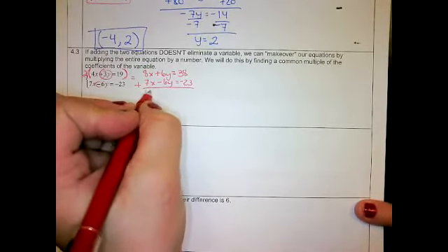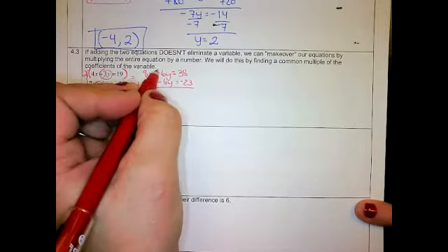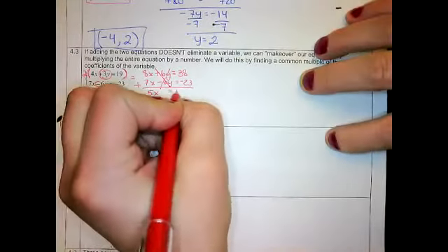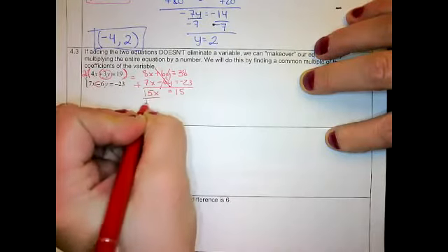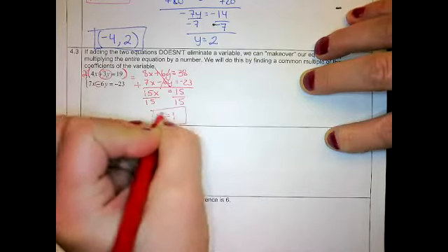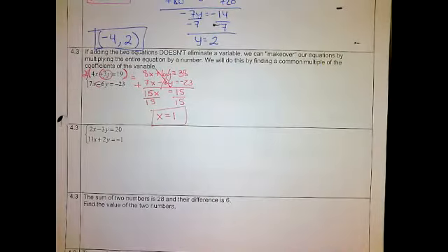8x plus 7x is 15x. Positive 6y and negative 6y is 0. Those should cancel, or I've done something incorrectly. And then 38 minus 23 is 15. Now I'm going to divide both sides by 15, and I get x equals 1. And so now I found my x value.